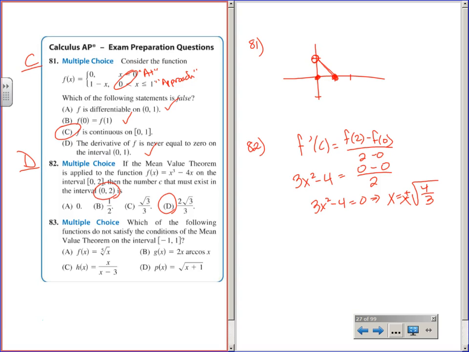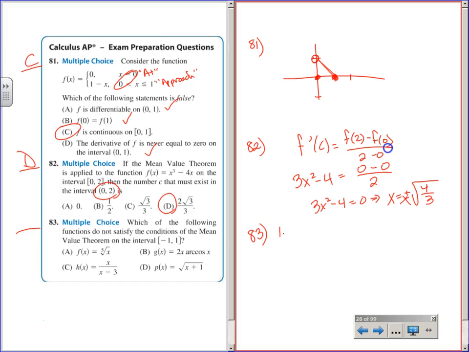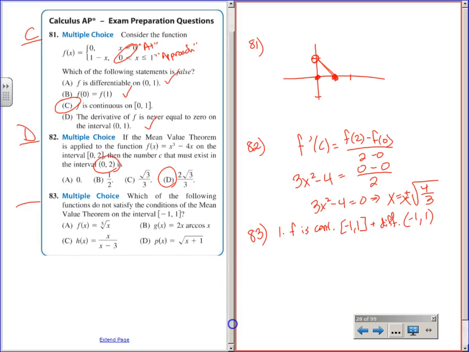Okay, it's number 83. Which of the following functions do not satisfy the conditions of MVT? Well, let's review the conditions real quick. f must be continuous on the closed interval. Good. Endpoint to endpoint. And differentiable on the open interval, in between. Okay, well, let's plug in stuff. Arc cosine, I'm just looking at problems. So this one, x can't equal 3, but is that a problem? No. This one, x has to be greater than negative 1.